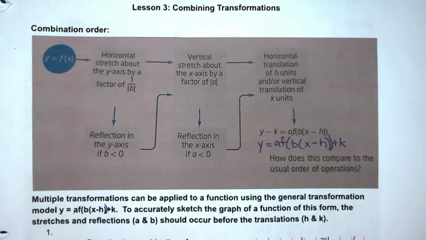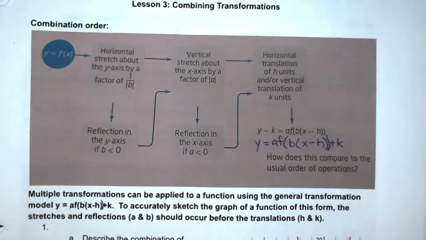Welcome to Unit 1, Lesson 3, Combining Transformations. Up until today, we've looked at how to vertically and horizontally move functions. Previously we looked at how to stretch and reflect functions. And now we're going to work on combining all of those things together.